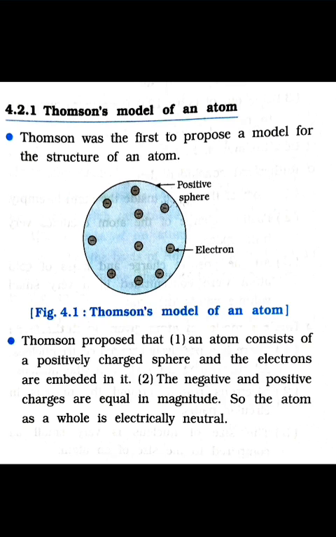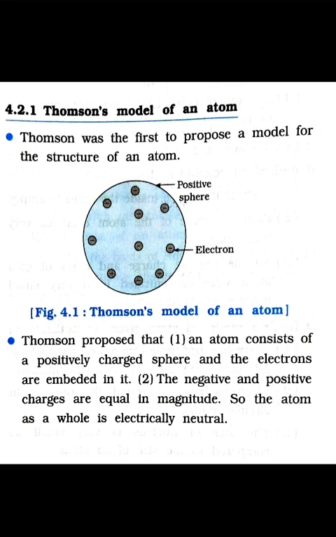Another scientist called Ernest Rutherford was interested in knowing how the electrons are arranged within an atom. So Rutherford designed an experiment for this. In this experiment, fast moving alpha particles were made to fall on a thin gold foil. So he selected fast moving alpha particles and also gold foil.